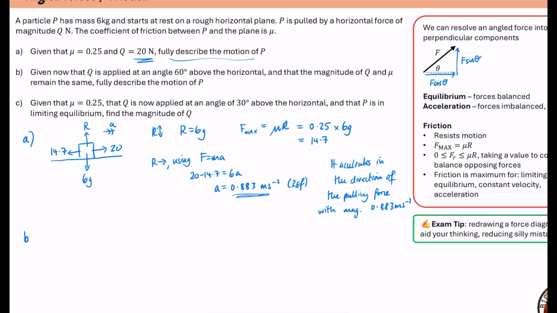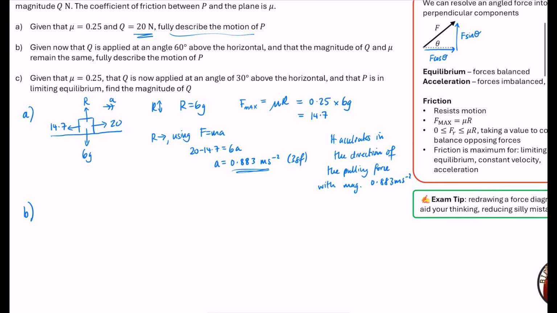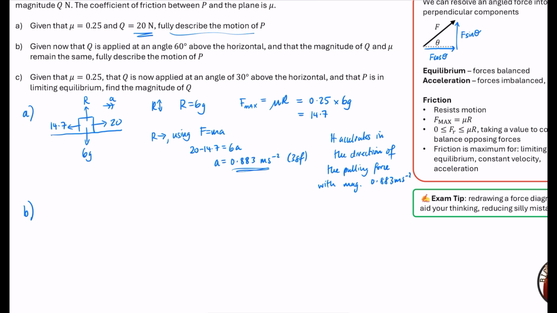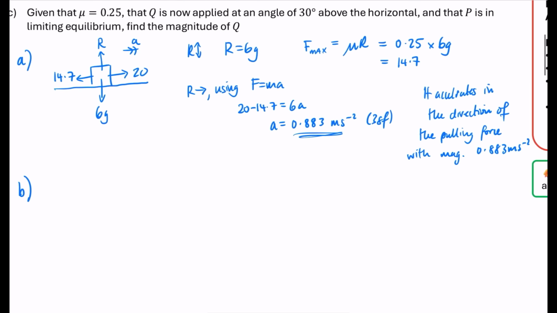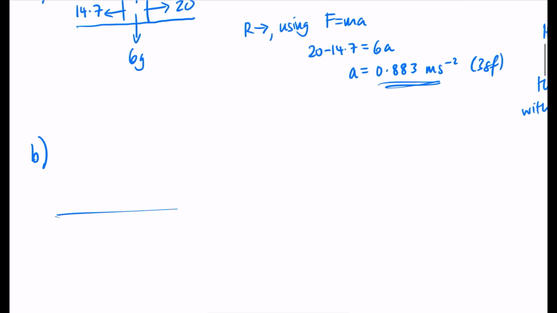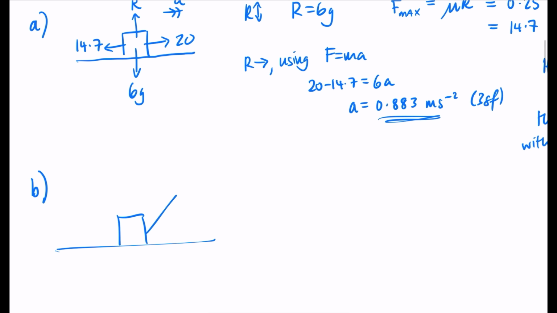Okay, let's see what changes in part B. We're going to introduce some angled forces. It says, given now that Q is applied at an angle of 60 degrees above the horizontal and that the magnitude of Q and mu remain the same, fully describe the motion of P. So it's the same kind of diagram, apart from the Q that we have, which is being applied at an angle of 60 degrees above the horizontal.